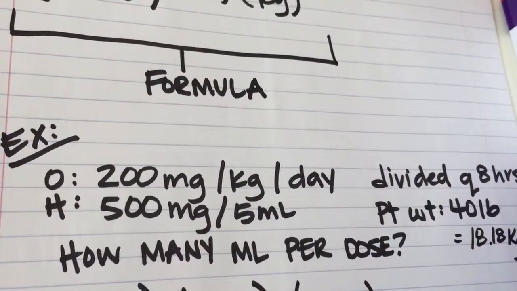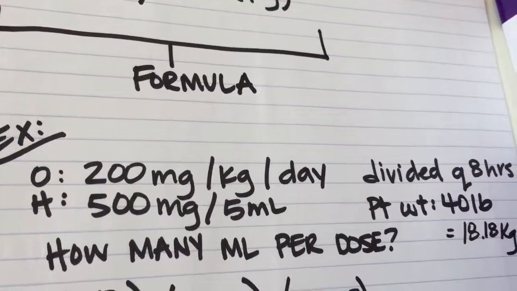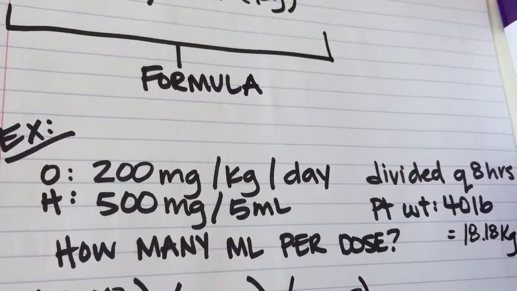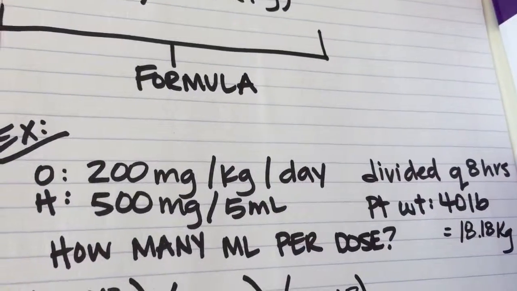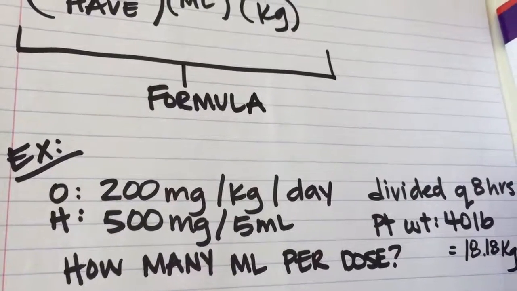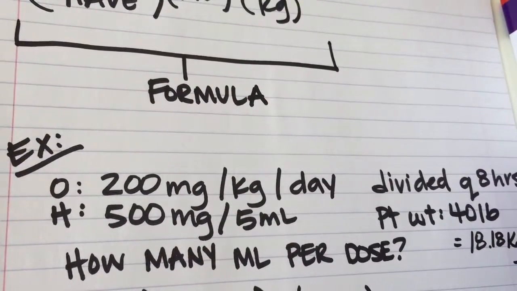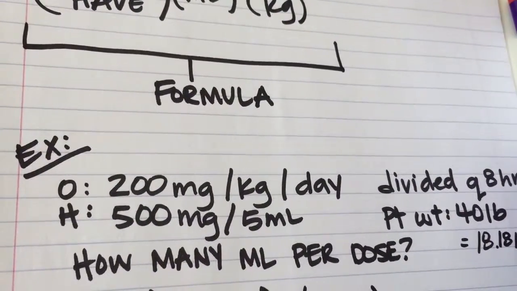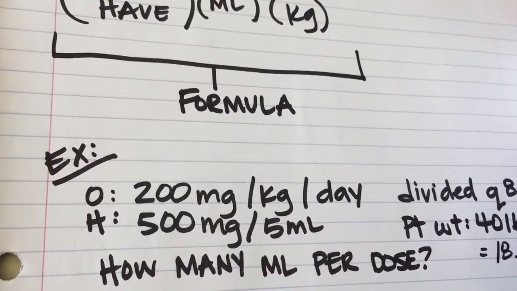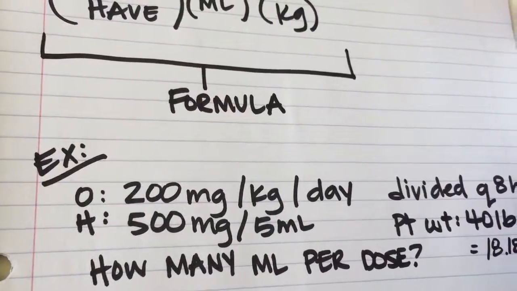And then they're asking for how many milliliters per dose. Remember, anytime that there is a question that has the words divided every 8 hours, make sure that you're taking that into consideration when you're doing your math. Sometimes this will say 200 milligrams per kilogram, and it doesn't say per day. It just says by mouth 3 times a day.